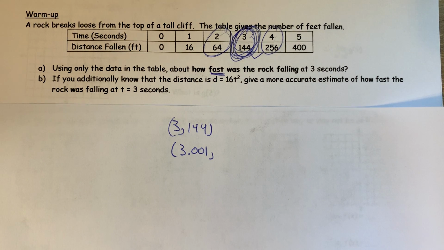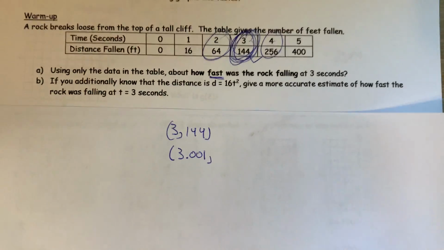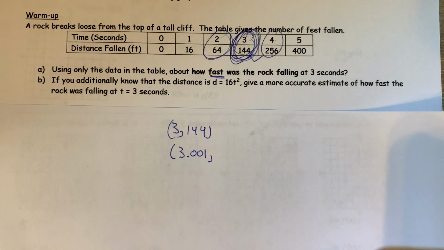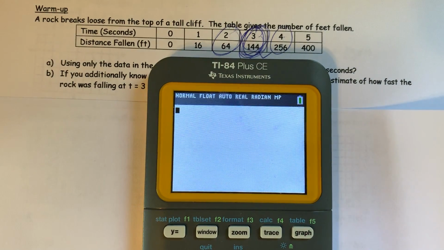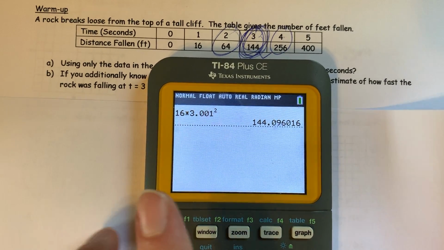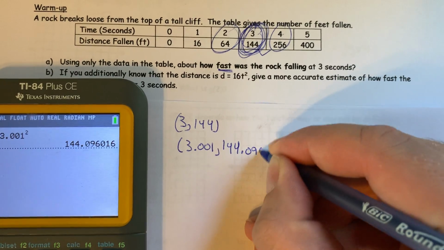I don't have a calculator, so you're going to need to wait just a second while I go find one. So there it is. Great, I found a calculator. You may need a calculator like Desmos, or maybe one that's downloaded onto your phone to do this. I can't do it without a calculator. So we're going to do 16 times 3.001 squared. And we can see that the rock fell about 144.096 feet.